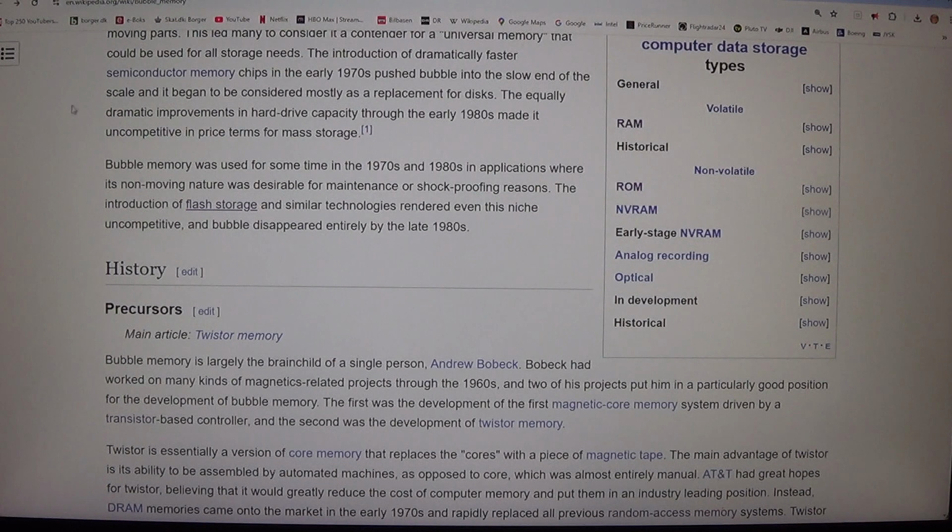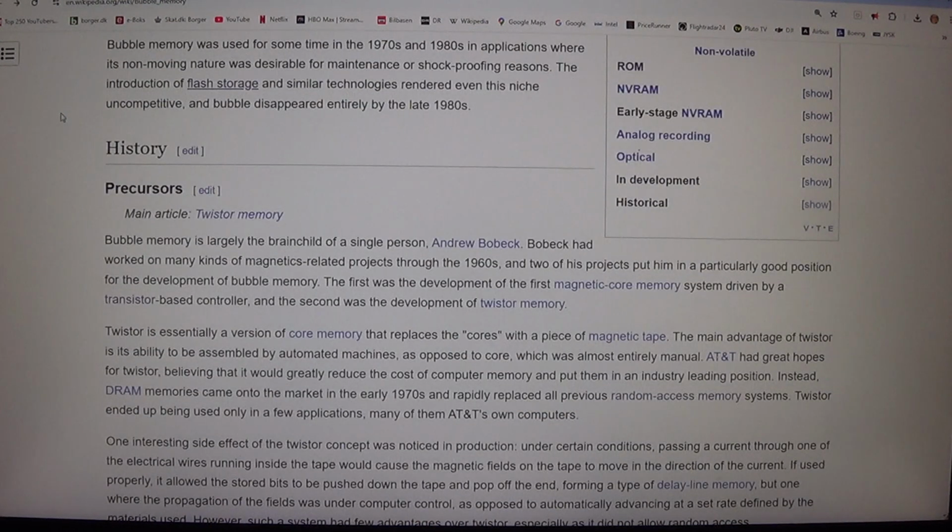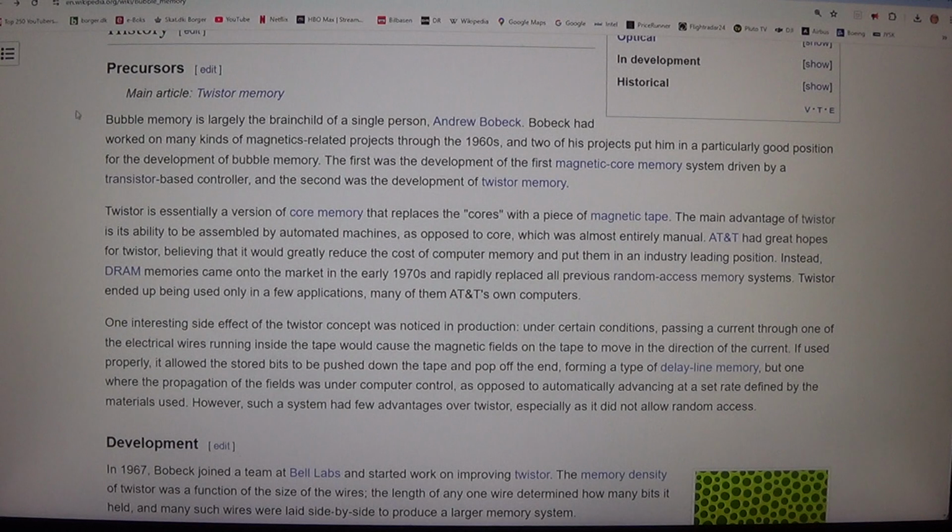Main article: Twister memory. Bubble memory is largely the brainchild of a single person, Andrew Bobeck. Bobeck had worked on many kinds of magnetics-related projects through the 1960s, and two of his projects put him in a particularly good position for the development of bubble memory. The first was the development of the first magnetic core memory system driven by a transistor-based controller, and the second was the development of twister memory.